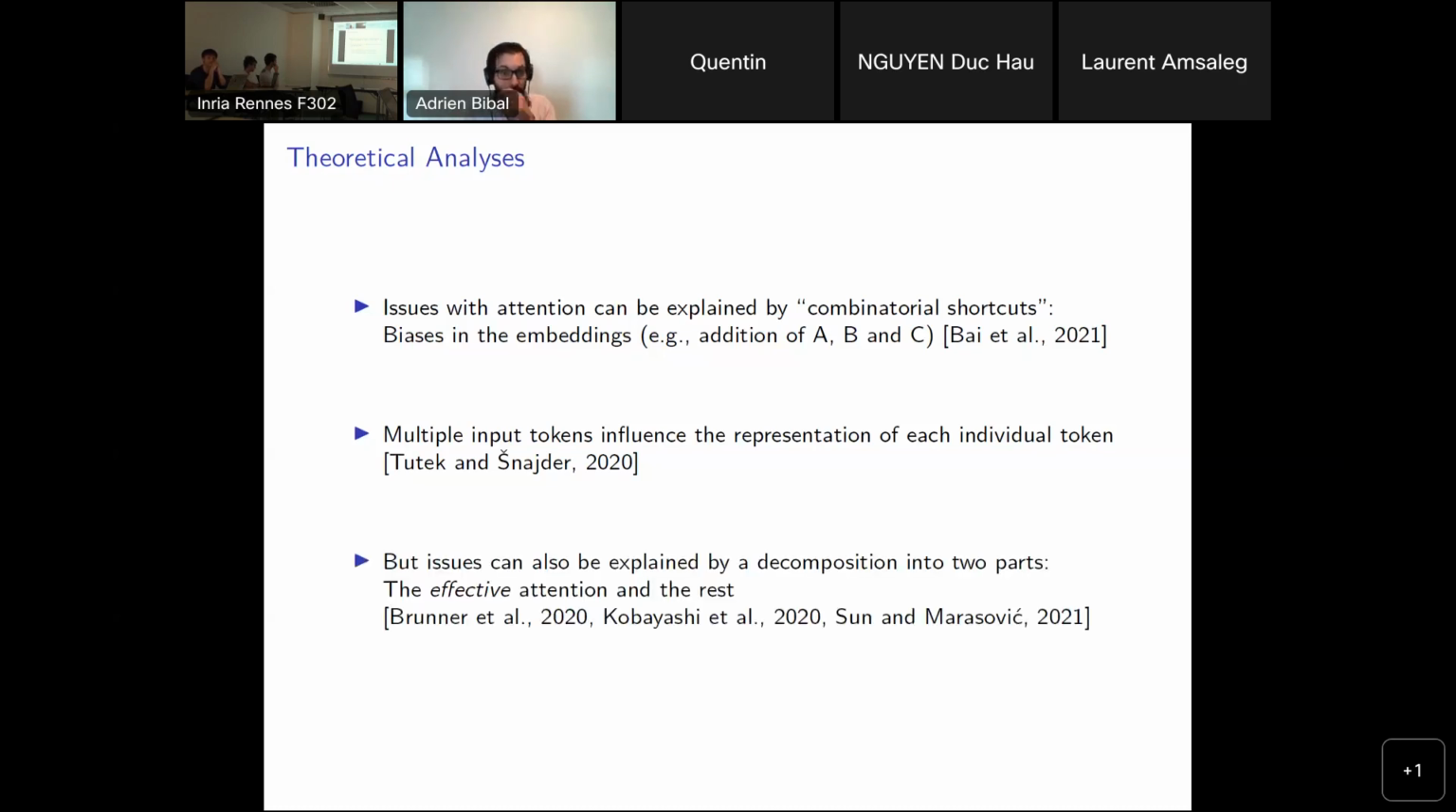And another thing that's really interesting and that has been studied in several papers is that we can, in fact, find the thing that we want, so the explanation in attention, if we decompose the weights in two parts. One of the two parts is really the explanation that we want, and it's called effective attention by these authors.